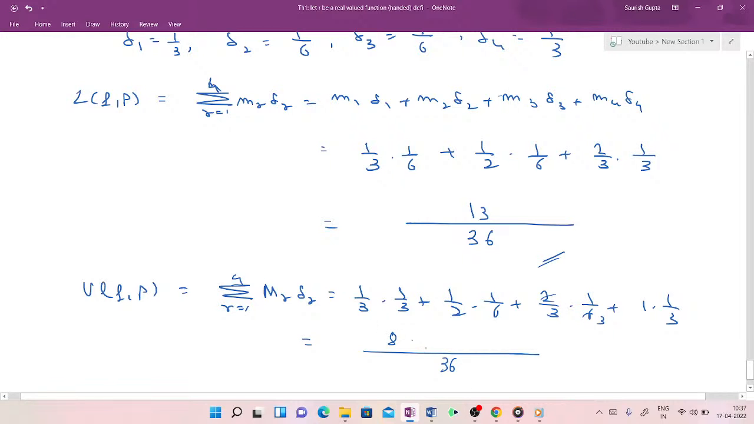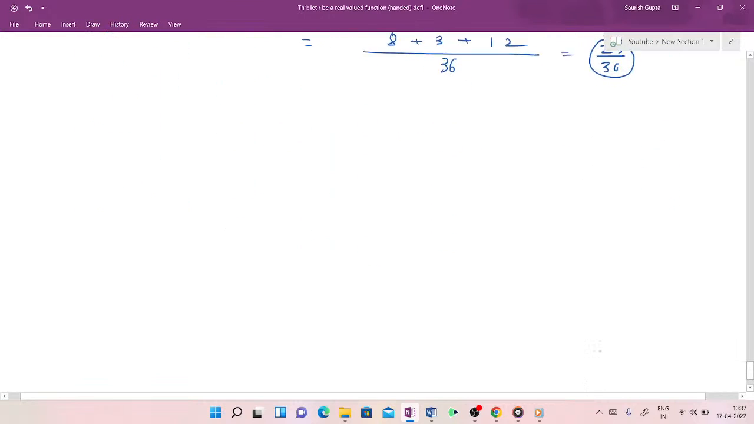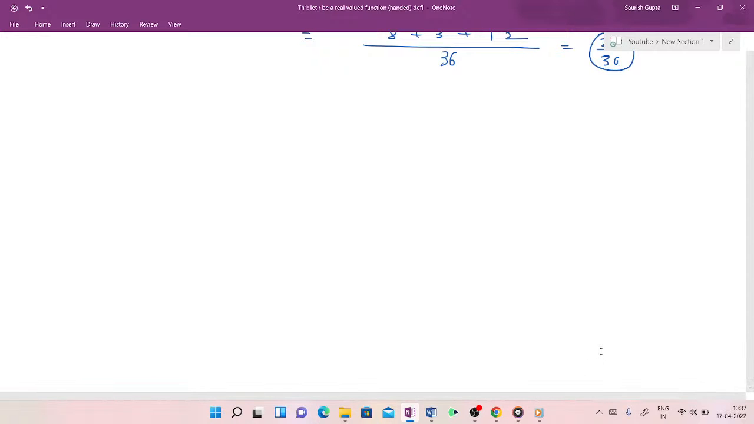So this is 8. 36, 8. Yeah. So plus this becomes 3 and this is 12. So this is 23 over 36. Clear? Got it? Okay. So we have checked how to find the LFP and UFP.